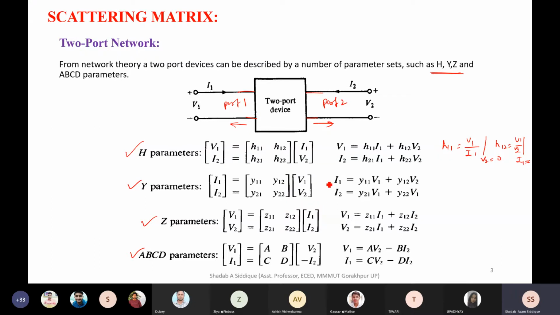So all these deal with the voltage and current. Now we are having the microwave devices, and microwave devices deal with the wave. Why it deals with the wave, we will see.